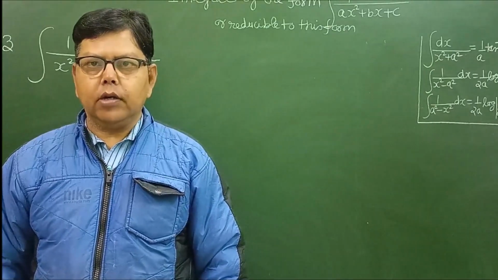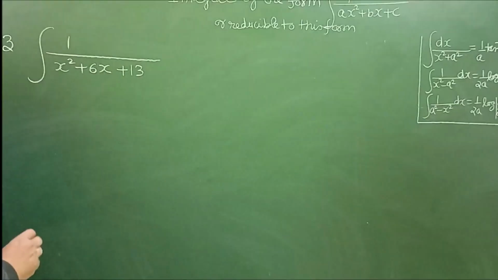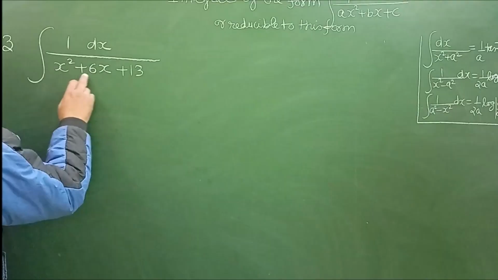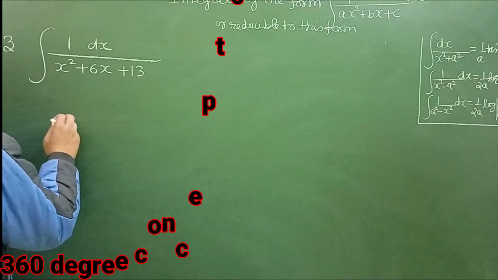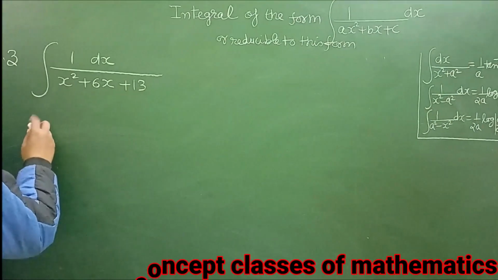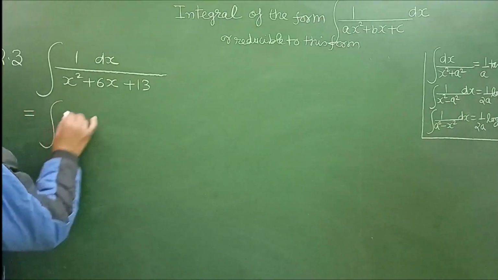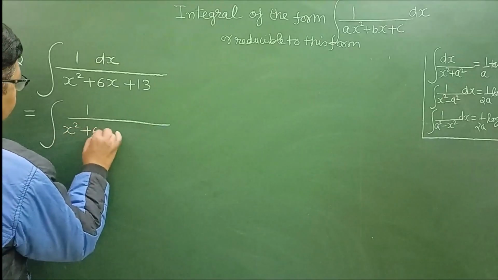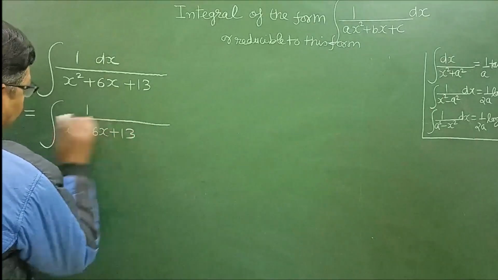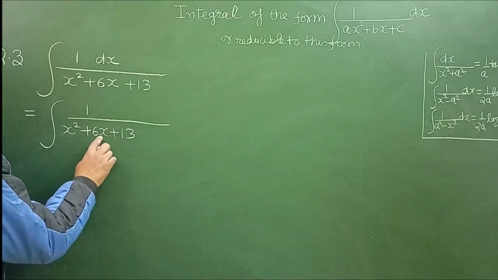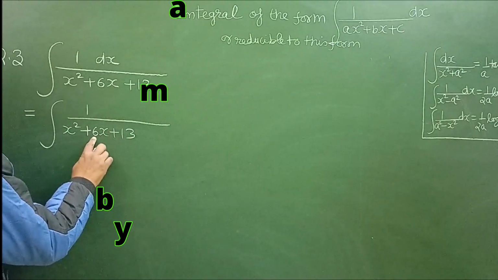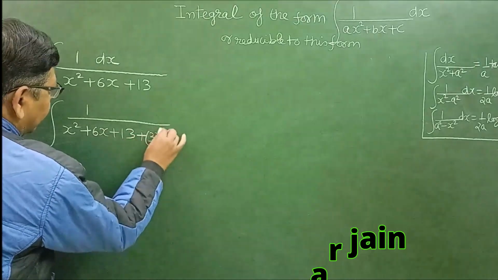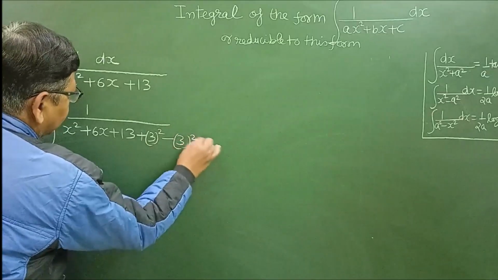Next question, question number 3. Find the integral of 1 upon x square plus 6x plus 13 dx. This is equal to integral of 1 upon x square plus 6x plus 13. Now the coefficient of x is 6 here, so half of 6 is 3, so adding 3 square and subtracting 3 square to balance it.